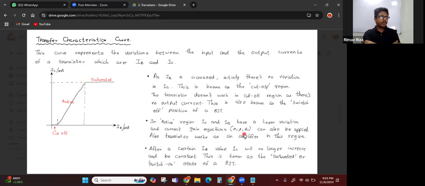In a common base configuration, we know there is no considerable current gain, but in the common emitter configuration, there will be a significant current gain, and in the common collector configuration as well. After a certain IB value, IC will no longer increase and will be constant. That is because it depends on this value.